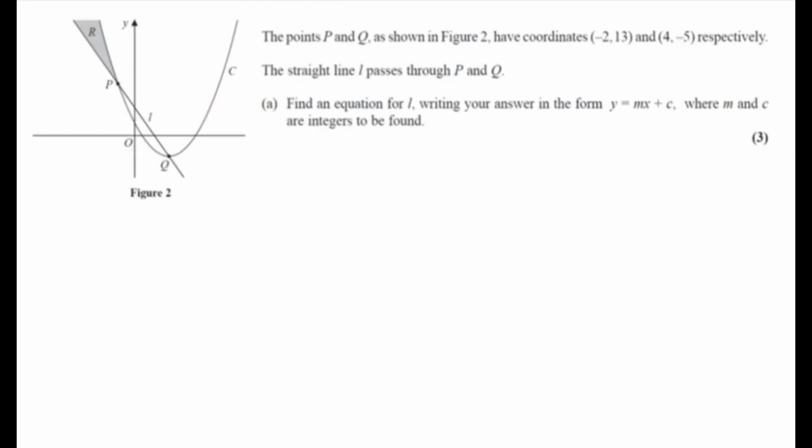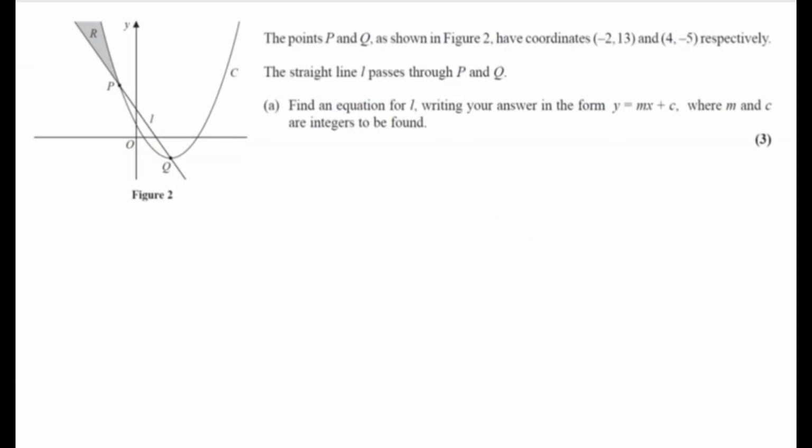Move to the next question. In this question, points P and Q are shown in the figure. So these are the coordinates of points P and Q. The straight line L1 passes through P and Q. Find an equation for L, writing your answer in the form y is equal to mx plus c. We have to find the equation of the line. For that, first we have to find the gradient.